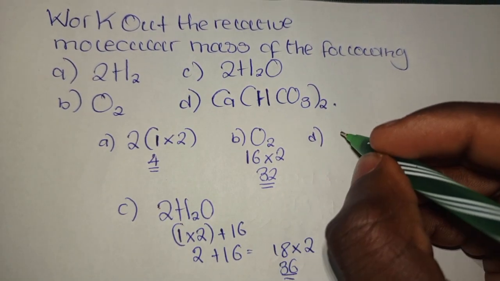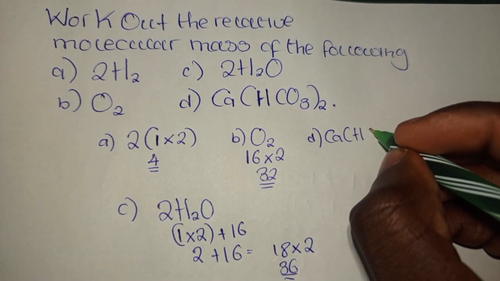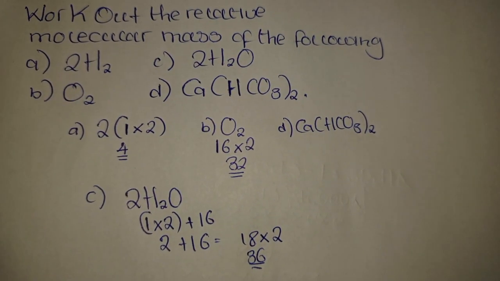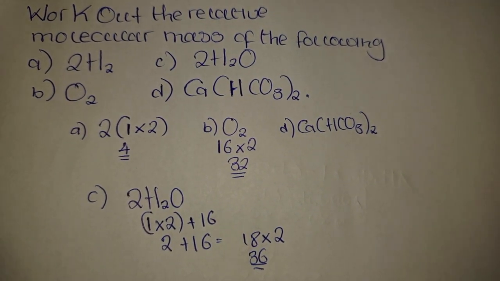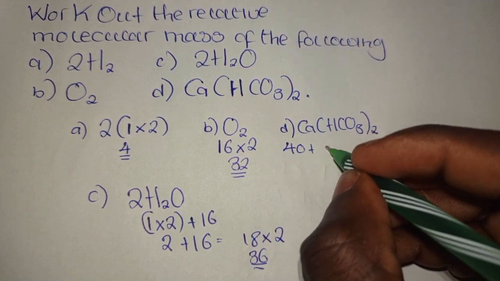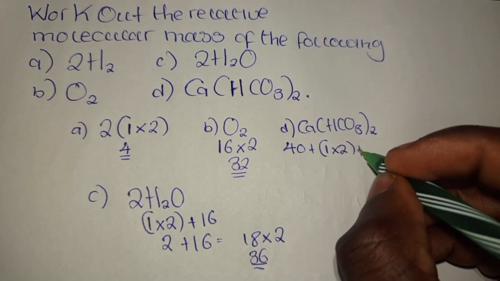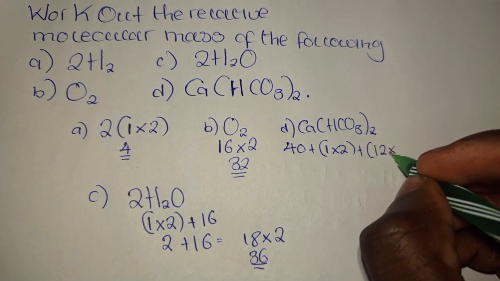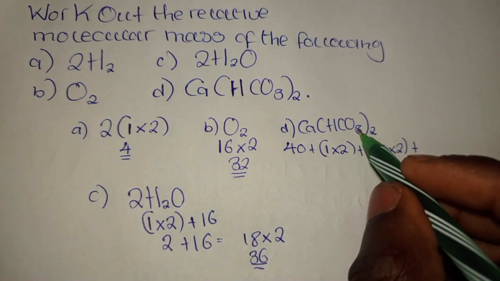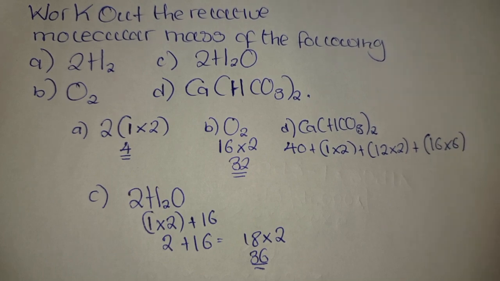Our D, we are taught to calculate the relative molecular mass of calcium hydrogen carbonate. So for you to be able to calculate it, calcium on the periodic table is 40 and hydrogen is basically 1, grouped with these 2, so we multiply by 2. Carbon has a mass of 12 times 2, and oxygen, it will be 3 times 2, basically 6, and we say 16 times 6.